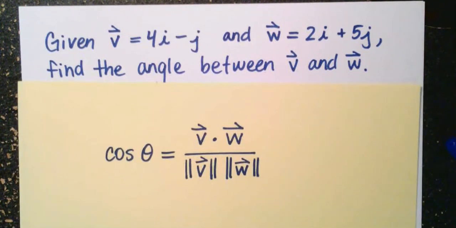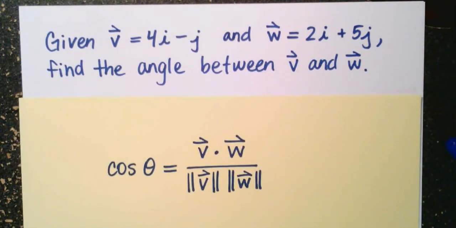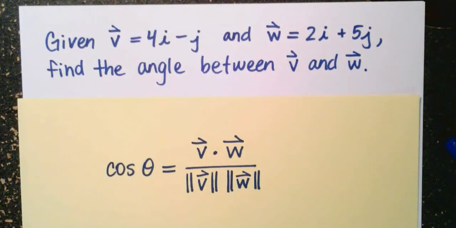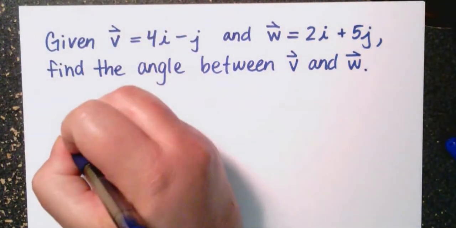Let's go ahead and try to find the angle between vectors v and w. The problem says given vector v is 4i minus j and vector w is 2i plus 5j, find the angle between vector v and vector w. Okay, so first thing I need to be able to do on top here, I'm going to say cosine of theta equals, and I'm going to find their dot product.